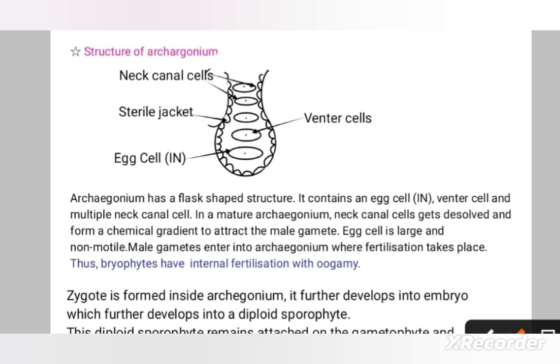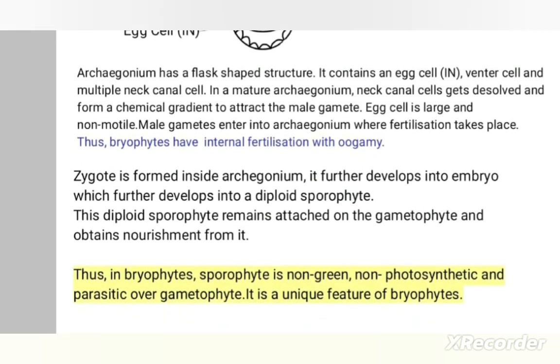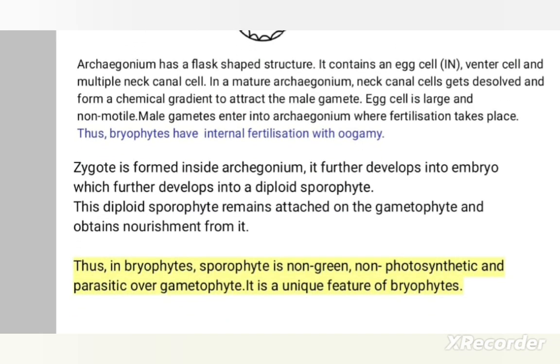Oogamy refers to a type of reproduction in which one gamete, usually the female one, is large and non-motile, and the other is small and motile, which is the male one often. Further moving, zygote is formed inside archegonium because fusion is occurring inside it.